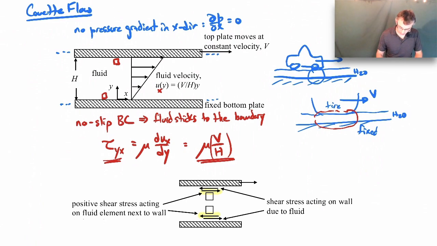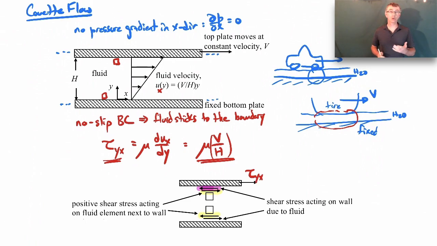So let me highlight those in kind of this pink color. On the top, that little pink stress that I highlighted there is the stress acting on the wall that the fluid is exerting on the wall. So the wall is wanting to be held back by the fluid. In order to move the wall, I'm going to have to apply the shear stress off to the side to keep it moving along.